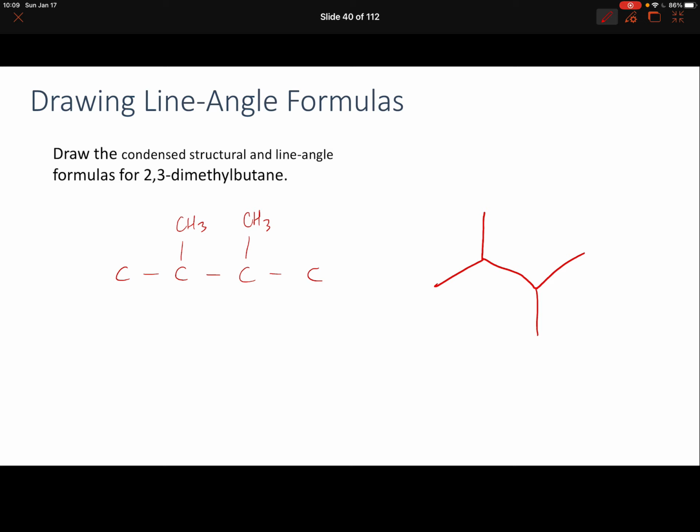Now my line angle's done because the hydrogens are already implied. We've got to go finish putting in hydrogens on the other side though. So on the ends, we've got CH3s. And these guys would normally be CH2s, but because they have branches on them and they can only have 4 bonds, these are now CHs. So there we go.